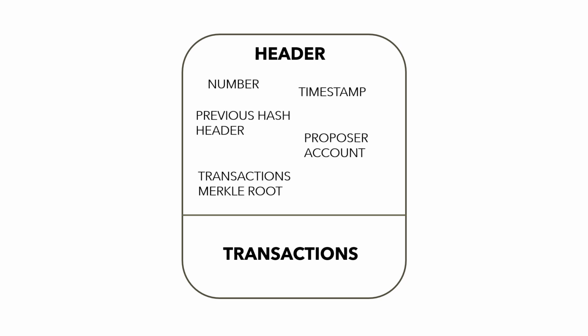The block header contains essential information such as the block number, the exact time it was added to the blockchain, the hash of the previous block header, the account of the person who added the block, and the Merkle root of the transactions, among others. Don't worry if you don't know some of the words I mentioned, especially hash and Merkle root. The important thing is to understand that the header holds information about the block.